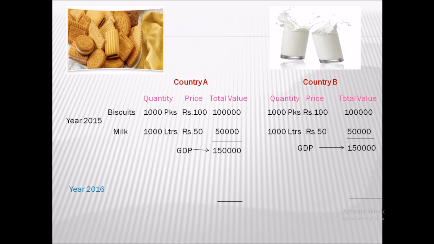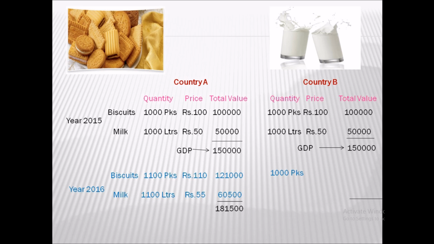go to the year 2016. In the year 2016, the biscuits produced by country A are 1100 packets at a cost of 110 rupees. So the total value of production is 1,21,000. And the milk produced by country A is 1100 liters at a cost of 55 rupees, and so the total value of production is 60,500. So now the GDP of country A in the year 2016 is 1,81,500.